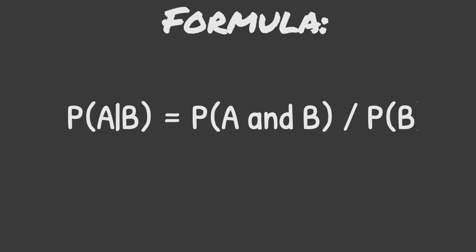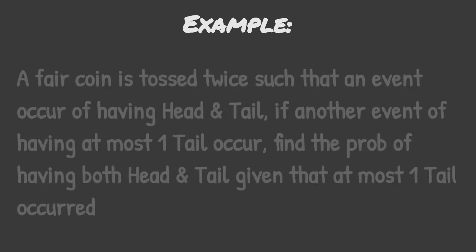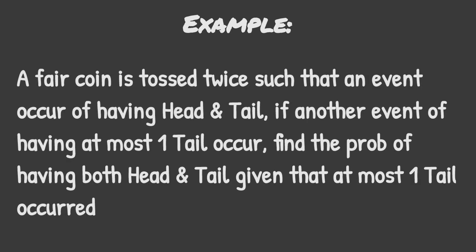The formula for conditional probability is giving us the probability of A given B equal to the probability of A and B divided by the probability of B. The question says a fair coin is tossed twice such that an event occurs of having head and tail. If another event of having at most one tail occurs, find the probability of having both head and tail given that at most one tail occurred.